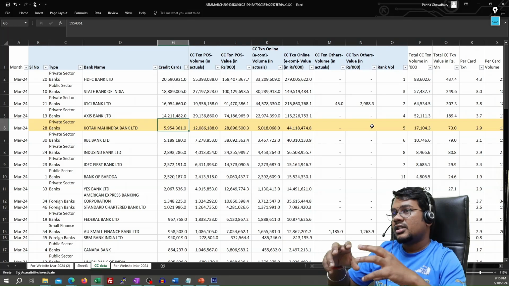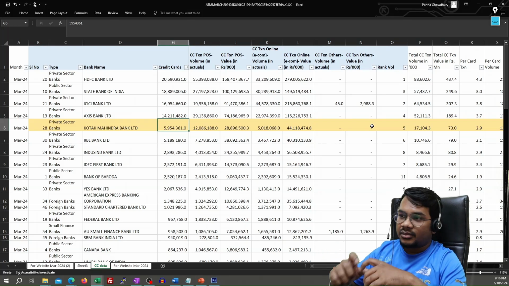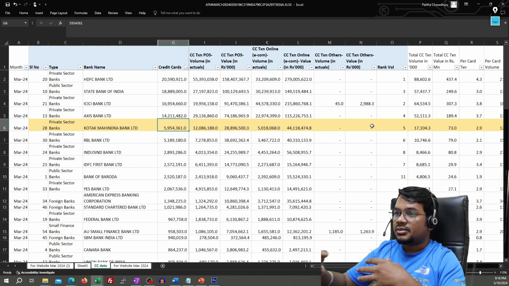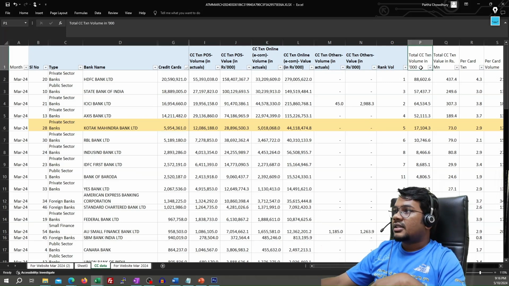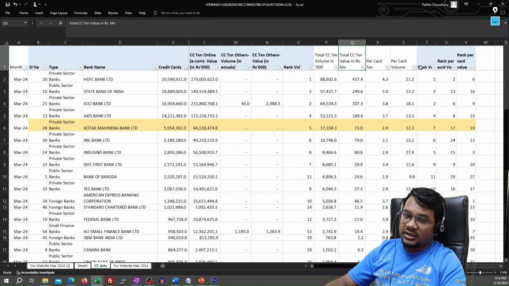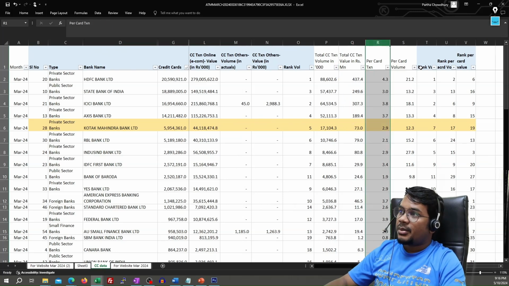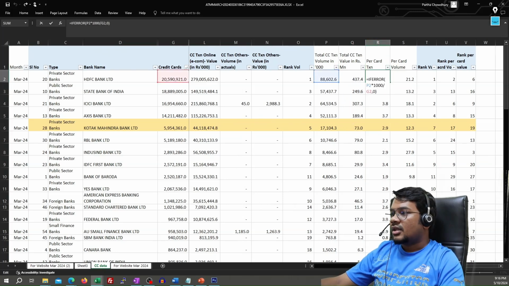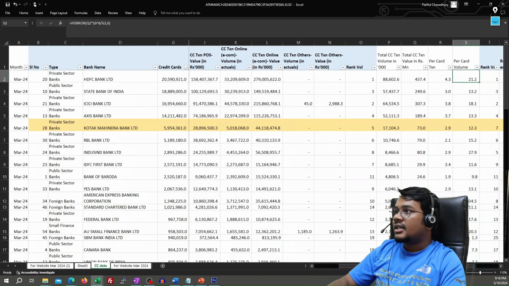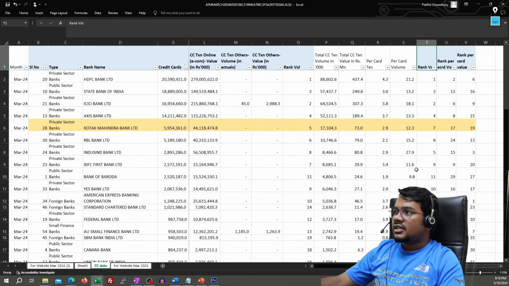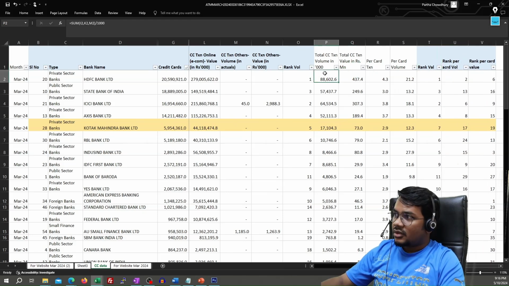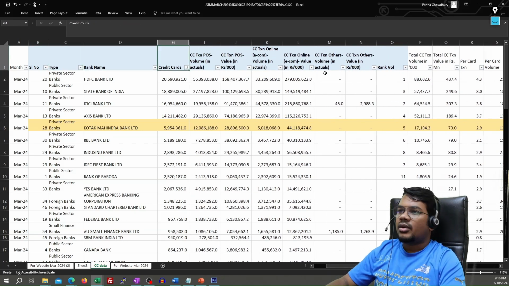It is important to find out what value they are generating per card, because you may have a large number of customers but you may not be able to extract that much value per customer on average. So that's why I have created a few metrics of my own here. If you see this side, this is total volume of transaction, total value of transaction in the month of March per card transaction. And this per card transaction you can divide by number of cards issued, and then per volume of transactions. Then there are further ranks that I have created based on value, based on per card, then based on per card value, per card transactions. So we'll go one by one.